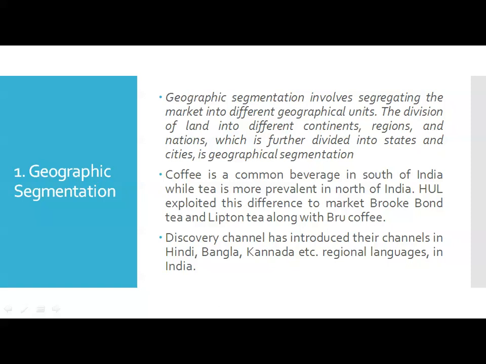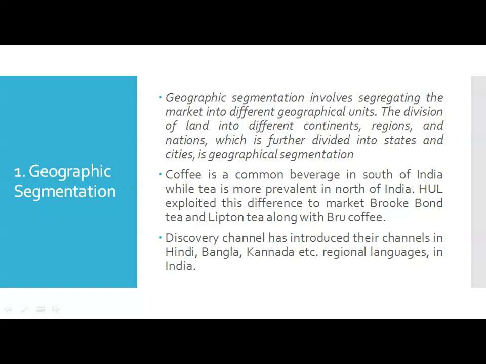For instance, coffee is a common beverage in South India, while tea is more prevalent in North India. So Unilever exploited this difference to market Brooke Bond tea and Lipton tea along with Bru coffee. Similarly, Bharti Airtel segmented the market on the basis of geography. It divided the Indian market into east, west, south, north and central regions. The company runs advertisement campaigns created according to the tastes and preferences in each region.